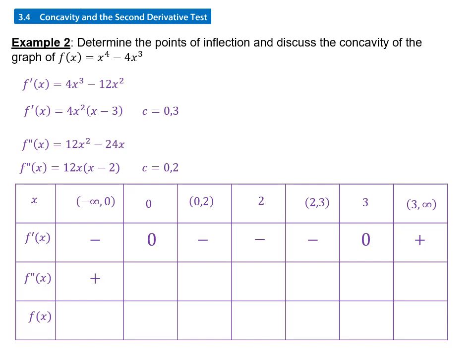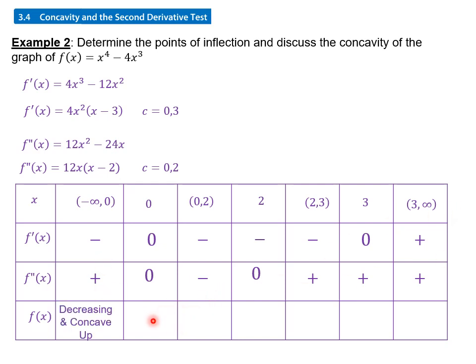Second derivative, it's positive from negative infinity to 0. It's 0 at 0. It's negative from 0 to 2. It's 0 at 2. 2 to 3, so like 2.5 is what we're plugging in, it's positive. At 3, it's positive because that's a critical value for the first derivative, not the second. And 3 to infinity, it's positive. Now, what does that say about the function? Well, right here, this says it's decreasing and concave up.